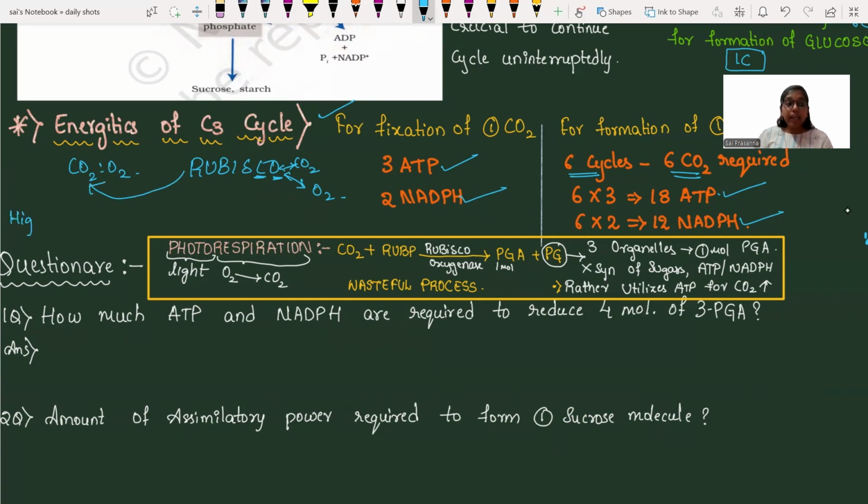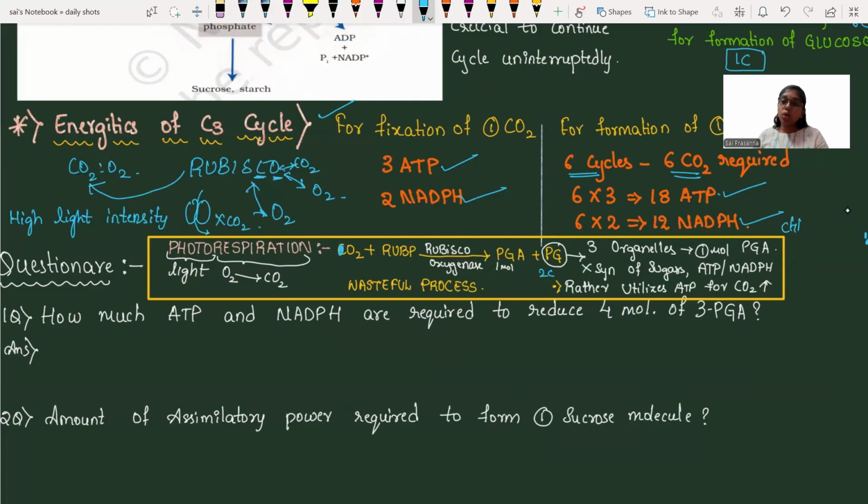But at high light intensity conditions, the stomata get closed. When the stomata get closed, there is no intake of carbon dioxide. Then the intracellular oxygen levels shoot up, wherein Rubisco will be binding with oxygen. When it binds with oxygen, it forms 1 molecule of phosphoglyceric acid and 1 molecule of phosphoglycolate, which is a 2 carbon compound. This phosphoglycolate will revolve around 3 organelles.